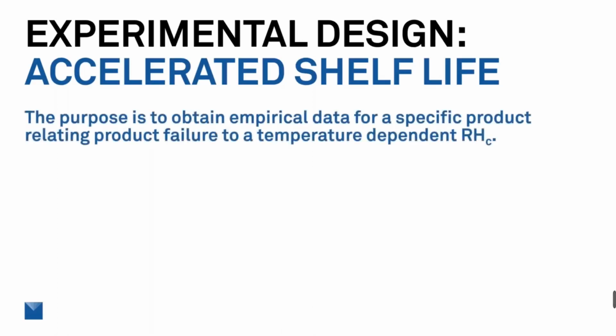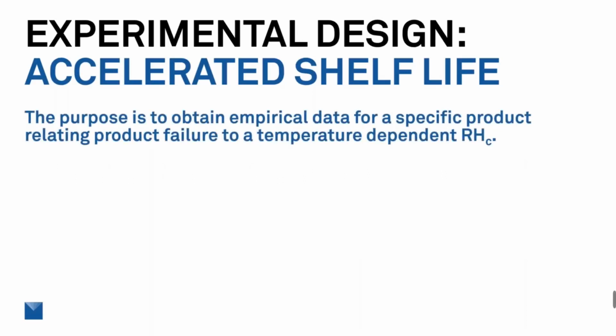Now I'd like to talk about an example of accelerated shelf life testing. Accelerated shelf life testing can be a little complicated because you have to determine your mode of failure and be able to track that. So I just wanted to talk about some of the key objectives when you're setting up an accelerated shelf life test method. The purpose is to obtain empirical data for your specific product.